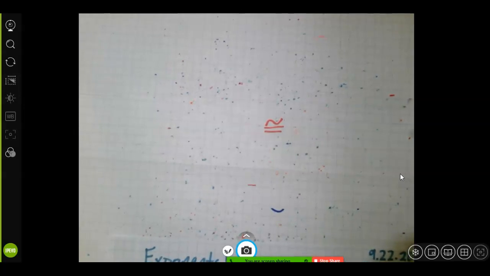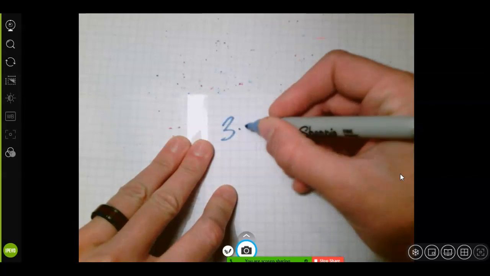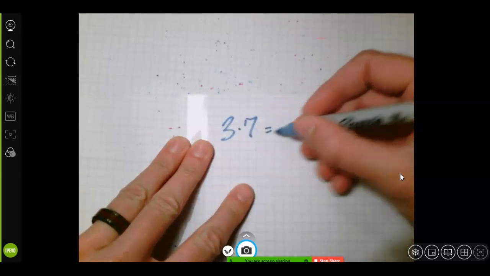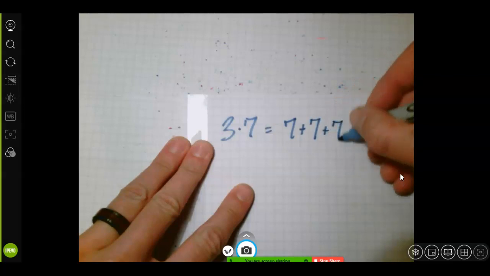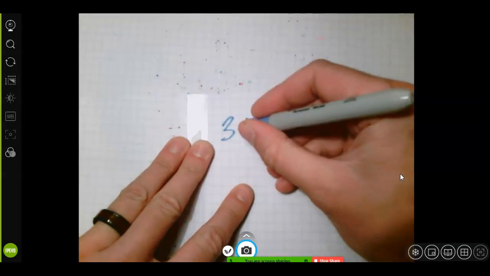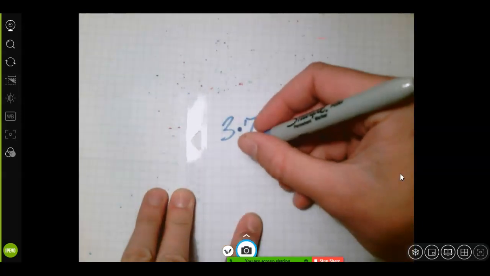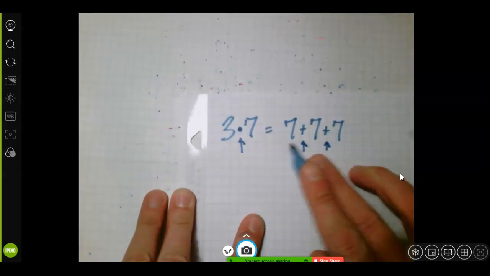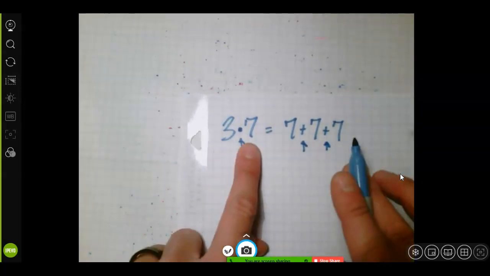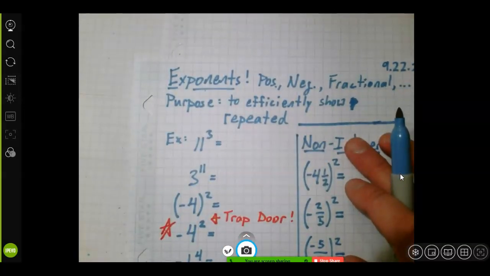Multiplication. Oh, I need scrap paper, and I don't even have scrap paper. Like 3 times 7 means I have 7 3 times, right? So multiplication is used to represent repeated addition, right? I have 3 7s.